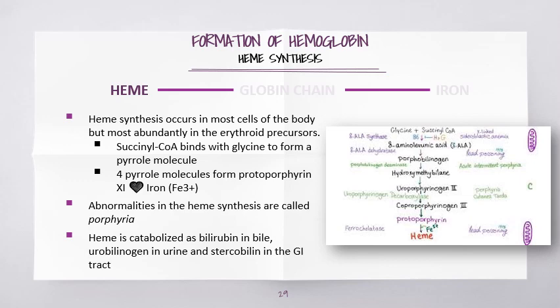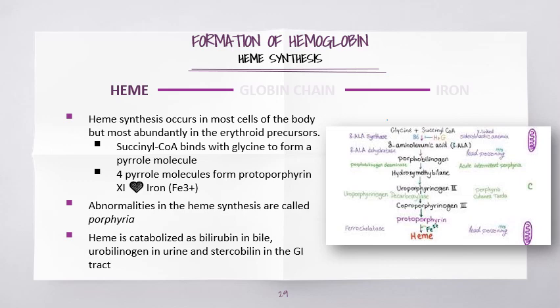So again, we know that it has three components: the heme, the globin chain, and the iron. First, we'll discuss the formation of each briefly. Heme synthesis actually occurs in most cells of the body, but it is most abundantly seen in erythroid precursors.